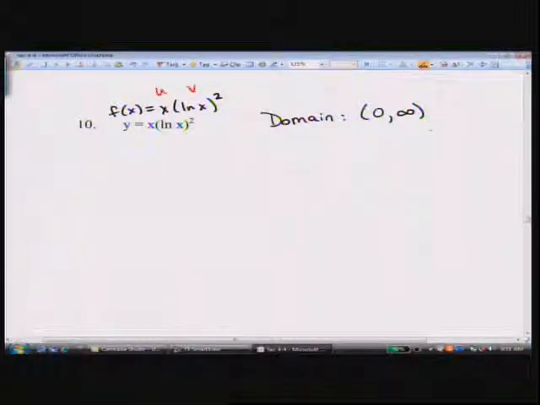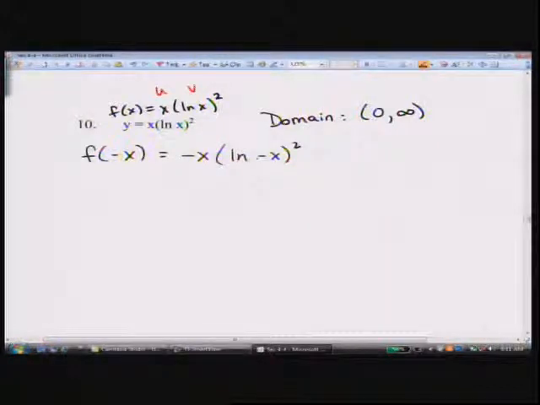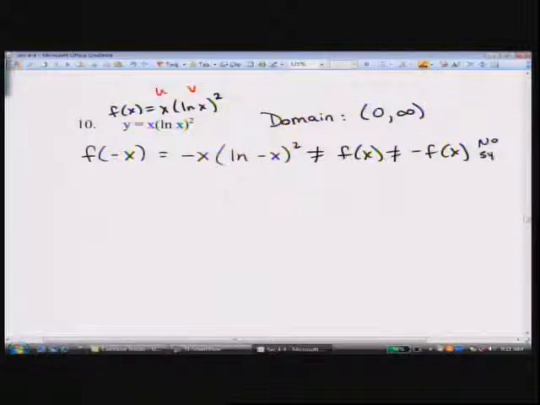All right, step 1 was domain, and then we have to think about symmetry. F of negative x is equal to negative x times the ln of negative x squared. Well, we can't even do that, because if we take the opposite of x, it's just no. So this is not equal to f of x, or the opposite of f of x. So we have no symmetry, which we wouldn't really be expecting anyway, since we have a restricted domain from 0 to infinity. How is it going to have symmetry across the y-axis? Or the origin, no, even the origin it can't do.